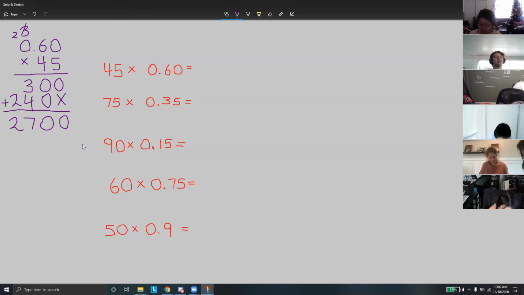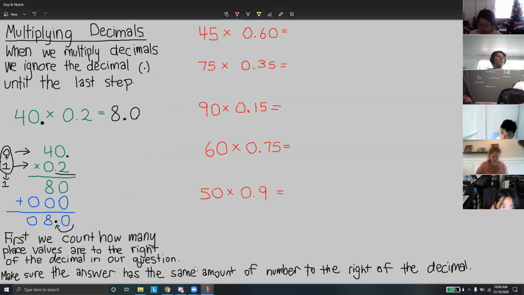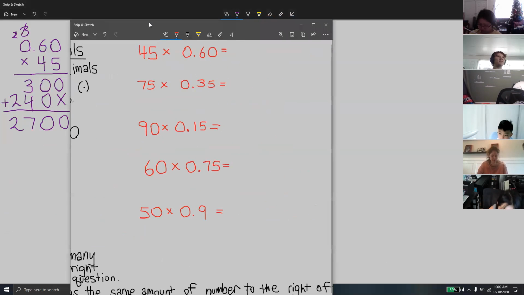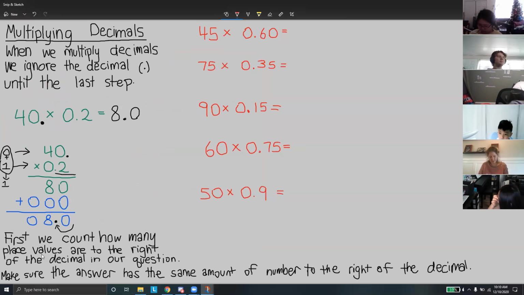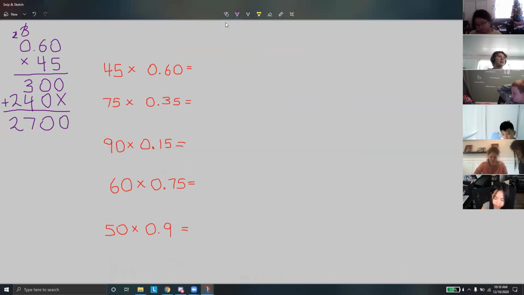But now that we reach this point, what do we do? Yeah, we have to count the decimals. We have to move the decimal. Okay, what it says here is, first we count how many place values, or numbers, are to the right of the decimal in our question. So let's go ahead and do that. In our question, we have two numbers, 0.60 and 45. 0.60 has 2 numbers to the right of the decimal.